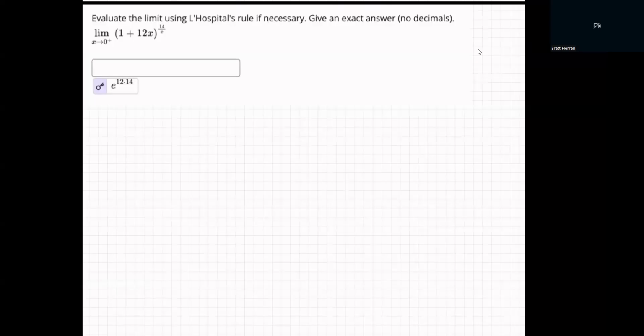This one, notice we have x's in the base and the power. So whenever you have x in the base and power, hope you're used to it by now, we're going to take ln of both sides, right? That's what gets powers to come down. So that's our first step.